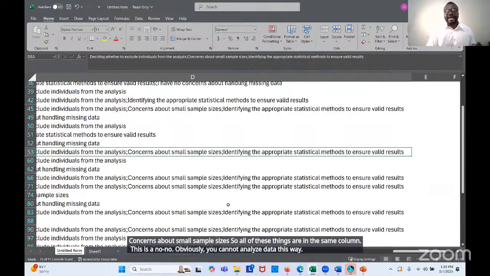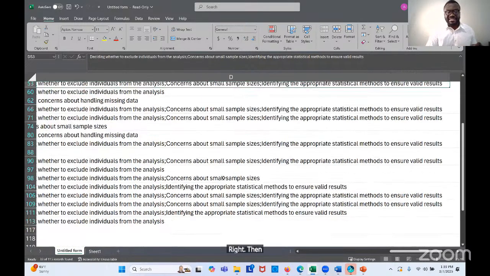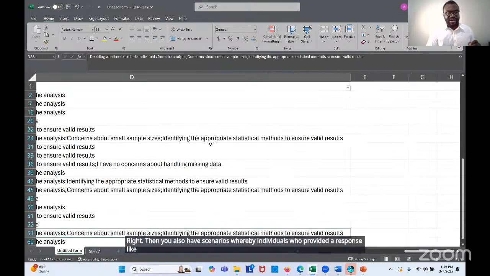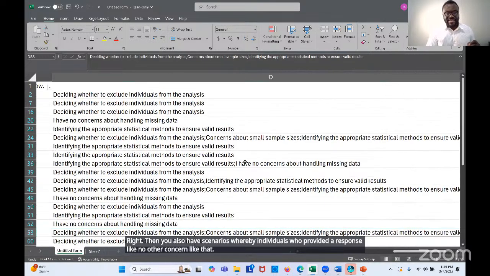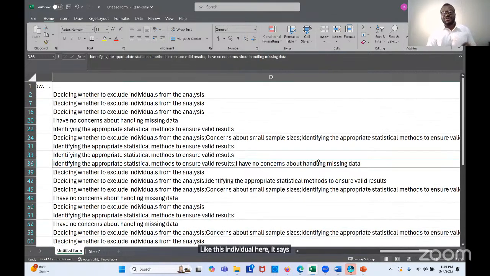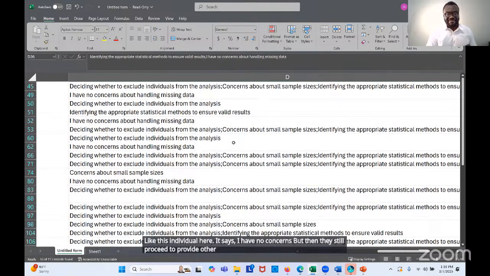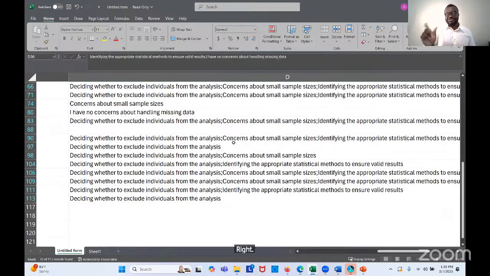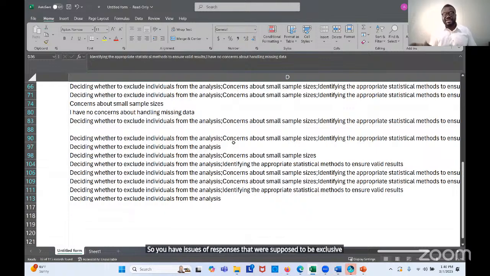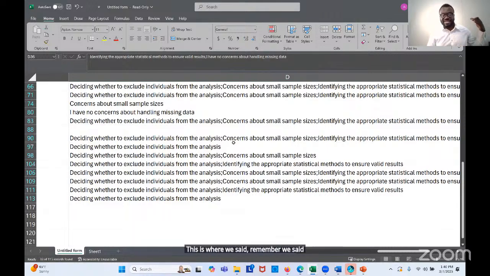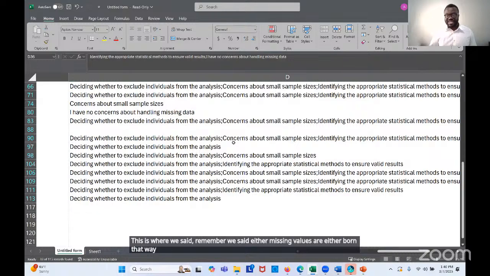And then you also have scenarios whereby individuals provided a response like no other concern, like this individual here. It says, I have no concerns, but then they still proceed to provide other concerns that they have, right? So you have responses that were supposed to be exclusive being coupled with others. Now, this is where we said, remember, missing values are either born that way or become that way. So now you have to start making those decisions manually, right?